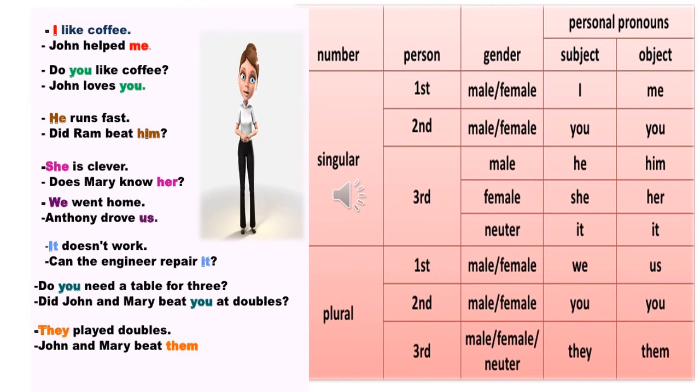Do you need a table for three? Did John and Mary beat you at doubles? Here, you is used as subject, and next sentence, you is used as an object, and these are used for plural second person. They played doubles. John and Mary beat them. Here, they is used as subject and them is used as an object, and these are used for plural.